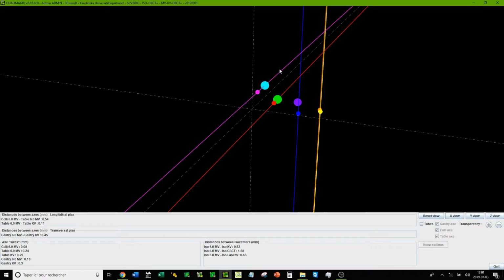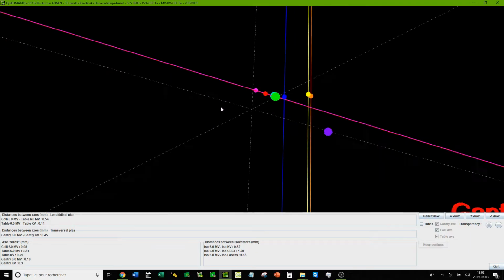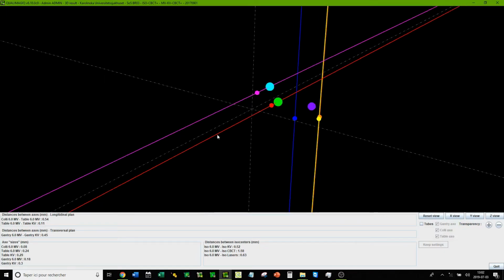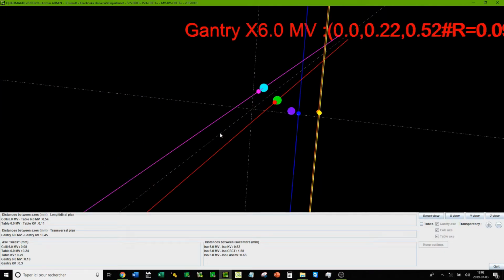For the KV ISOCENTER in planar mode, you have here the KV gantry rotation axis, and you see they placed themselves at the vertical projection of the couch on the horizontal axis of the gantry. These are logical definitions, but other definitions are available for use in QUALIMAGIQ.